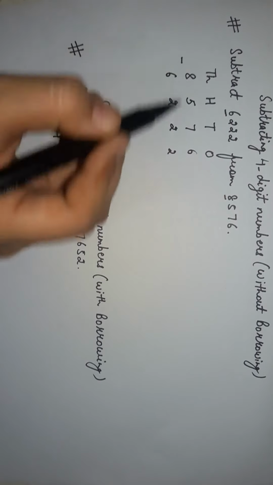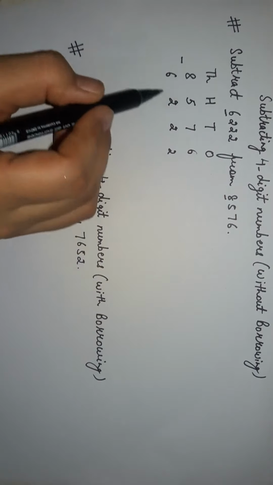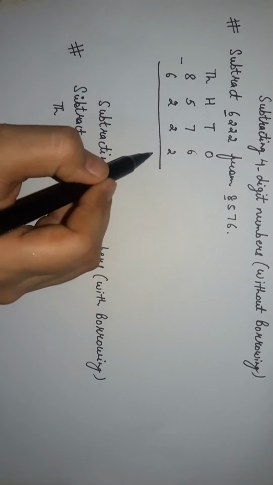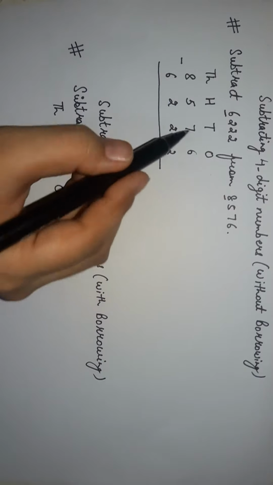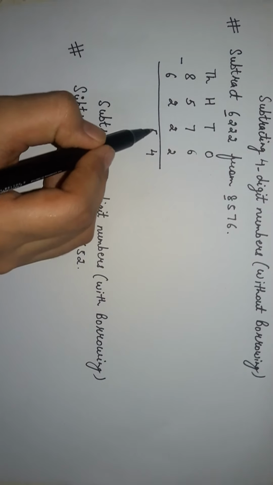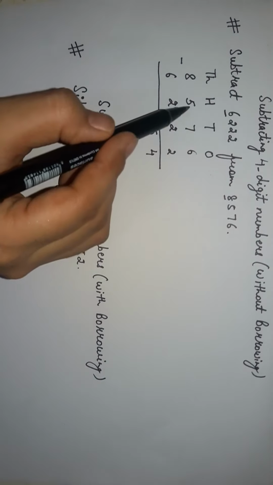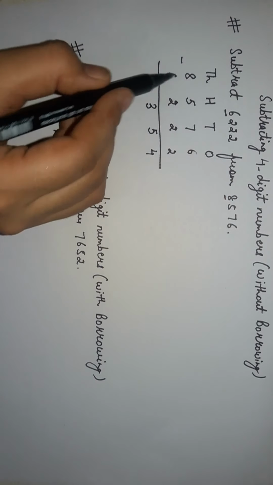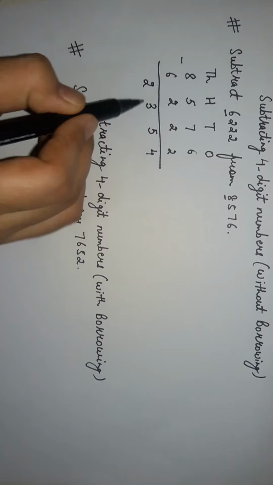Now we will subtract these numbers. These numbers are to be solved without borrowing. Okay. So 6 minus 2 equals 4. 7 minus 2 equals 5. 5 minus 2 equals 3 and 8 minus 6 equals 2.